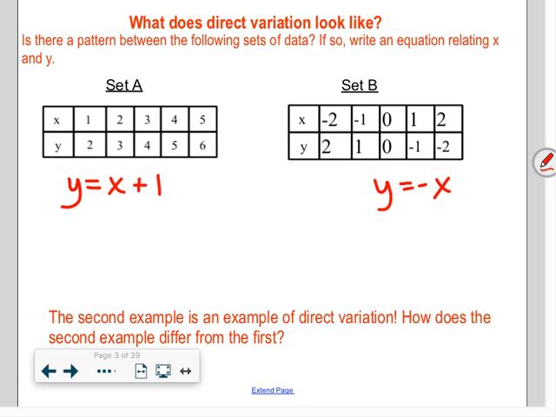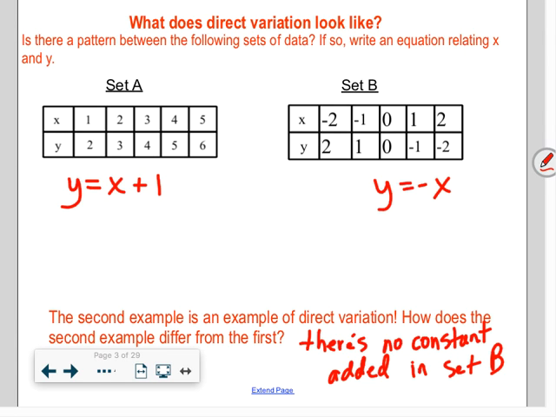So when I say what's different, write this down: there's no constant added in set B. And do you remember yesterday in that exploration, in all the ones that were direct variation, where did the line go through on the graph? 0, 0. It always went through the origin. So direct variation is always going to have a graph that goes through 0, 0.